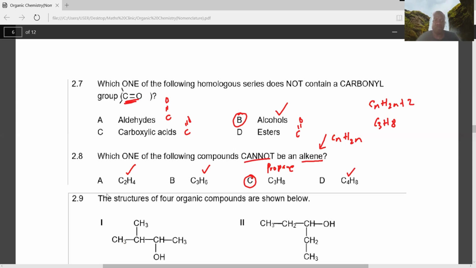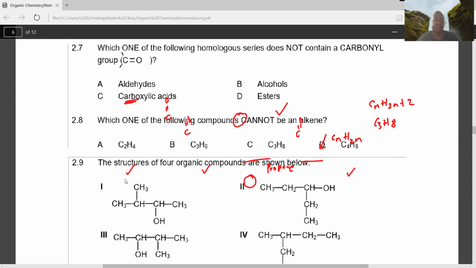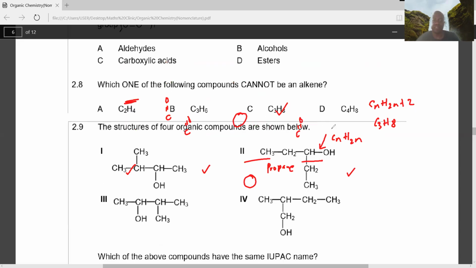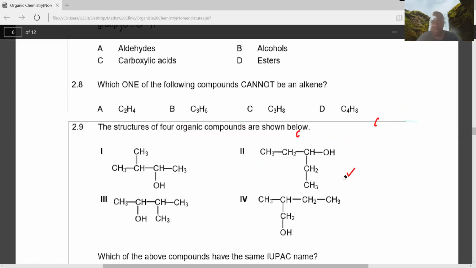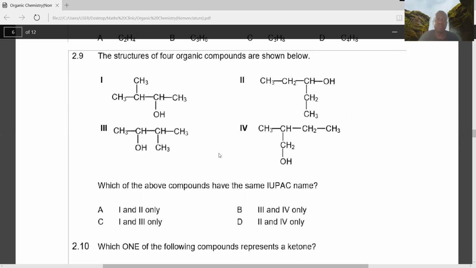All right, let's move on to 2.9. What are we given? We're actually given alcohols. And how do we identify these alcohols? By their functional group, the hydroxyl group. And what is the general formula of an alcohol? CnH2n+1 with the OH, or the other way around, CnH2n+2 with the O.